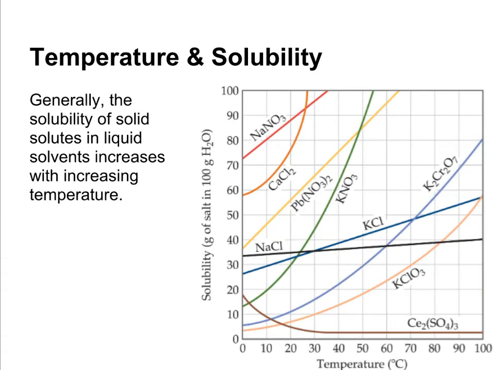As a general rule, solubility of solid solutes in liquid solvents increases with increasing temperature. So if you want to dissolve more solute in a solvent, you need to heat it. As temperature goes up, so does solubility for most substances. You see, for cesium sulfate it actually decreases, but for most common substances, as you heat up the solvent, you're able to dissolve more solute in it.